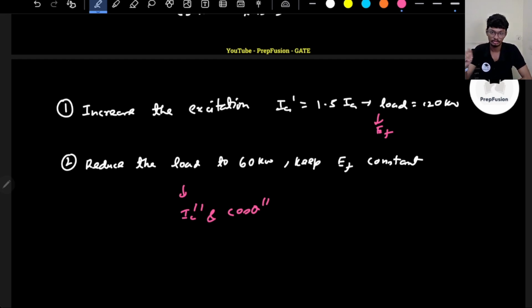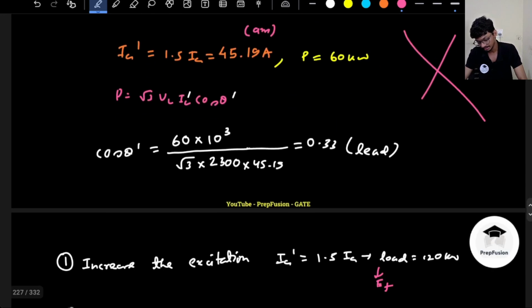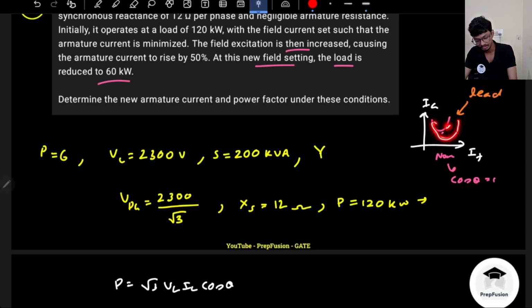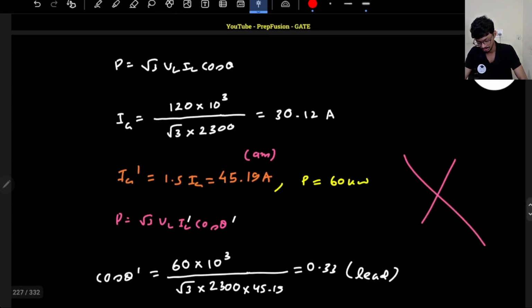If I reduce the load, then also power factor will change. So graphically, what is happening? They are telling me that I'm increasing the excitation. If I'm increasing the excitation, I will be somewhere around here, right? In the leading zone. Now they're telling me they have reduced the power. So the graph will come down on the left hand side. Still it will be in the leading zone only, but the armature current will reduce, and of course the power factor also will change.